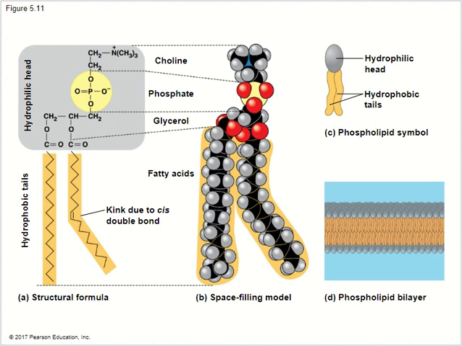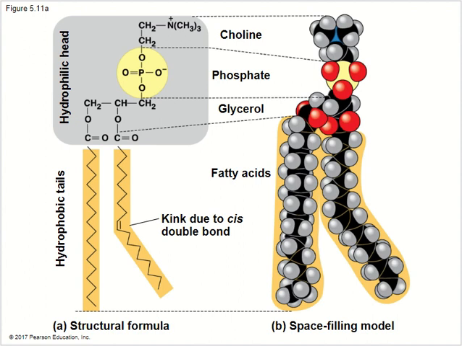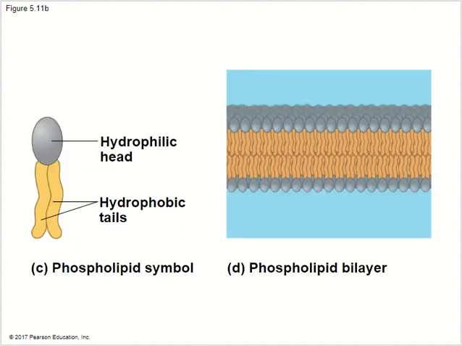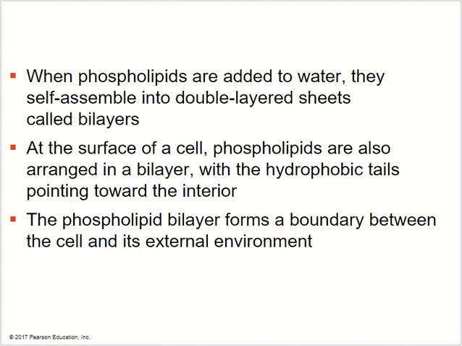In the phospholipid bilayer, the hydrophobic tails like to face each other and exclude water, whereas the hydrophilic heads like to face the water, either on the outside of a cell or the cytoplasm on the inside of a cell. When phospholipids are added to water, they self-assemble, sometimes into double-layered sheets called bilayers.